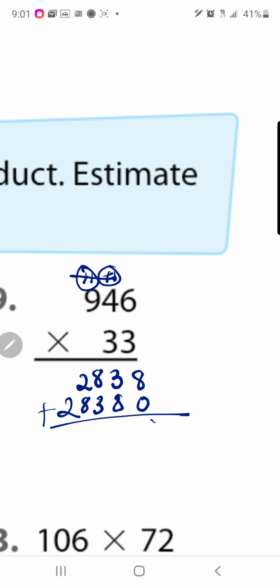Add. 8 plus 0 is 8. 3 plus 8 is 11. Carry the 1. 8 plus 3 is 11, plus 1 more is 12. Carry the 1. And then, of course, 2 plus 8 is 10, plus 1 more is 11. Carry the 1 again. 2 plus 1 is 3. Bring down your... we're done with that. So your product is actually 31,218.